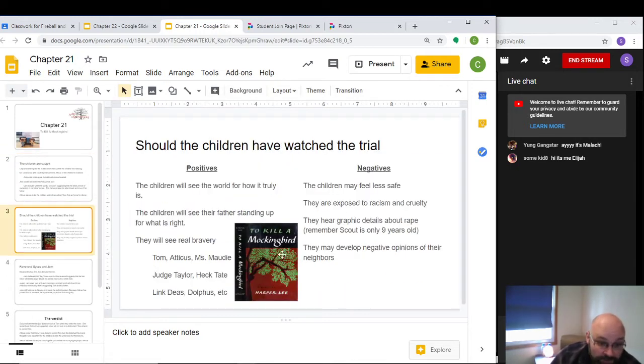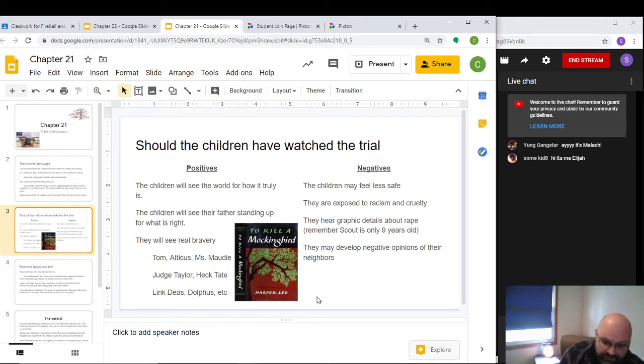So, should the children have watched the trial, yay or nay? What were the positives? What were the negatives? It looks as though Atticus wasn't aware that they were there. However, in previous chapters, he's made a point to pretend that he doesn't know the children are paying attention when he's teaching a lesson. So it's possible he was aware that they were there the entire time. He definitely knew that they were interested in the trial.